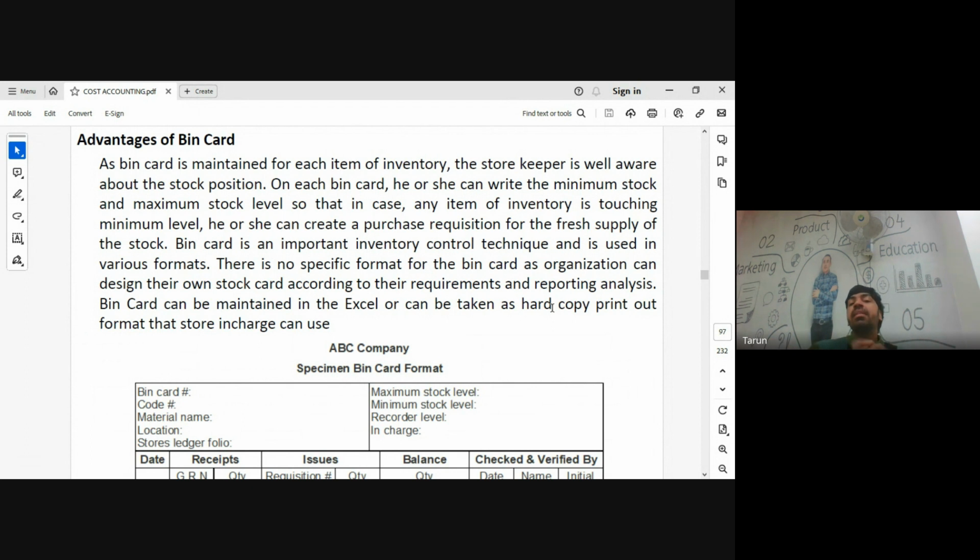There is no specific format for the bin card, because organizations design their own stock card. Every organization has its own stock card or bin tag. They design it according to their own requirements. But this is the basic bin card format which every organization will follow.